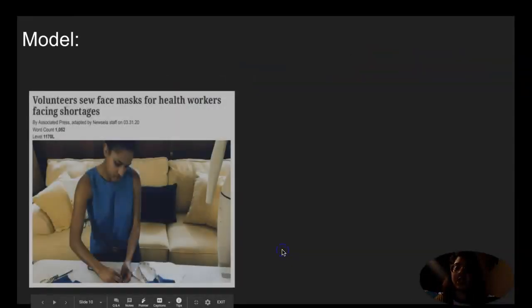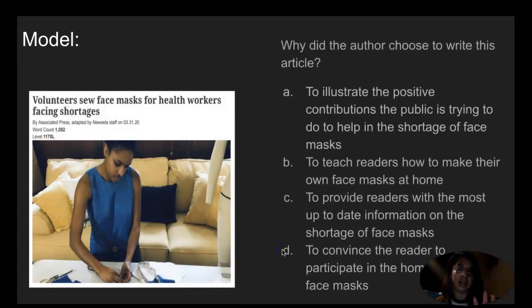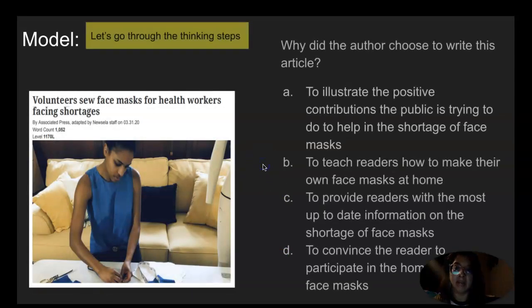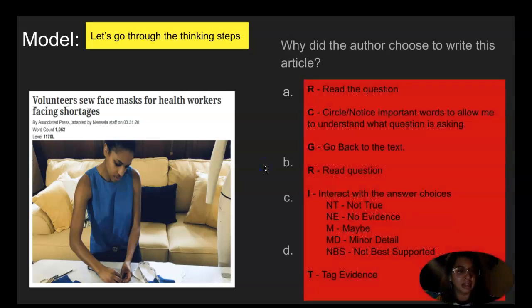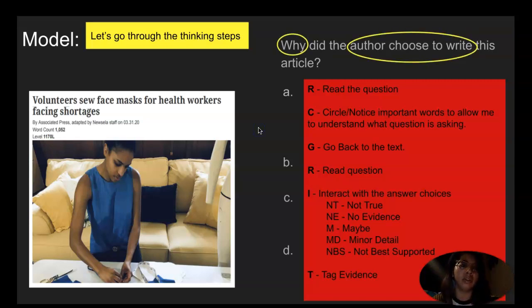Now we're going to model this using a multiple choice question today for the article we read on Monday. Let's go through the thinking steps. But first, there's also something else I want to use when looking at multiple choice questions, and that is our secret weapon, our secret. When using our secret, the very first thing I want to do is read the question. Why did the author choose to write this article? Well, I want to circle important words in the question to help me understand what it's trying to ask. And when I see these keywords, why, author chose to write, it makes me think automatically, author's purpose. That's what I need to find out.